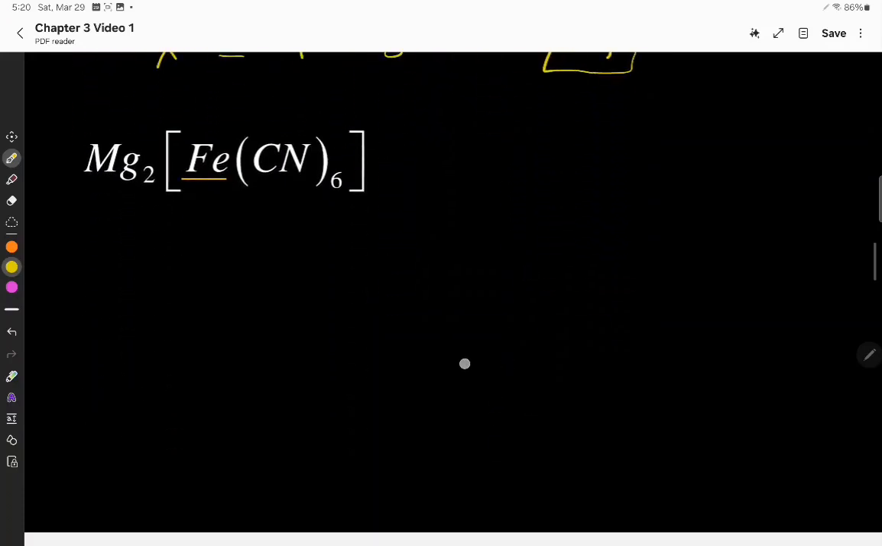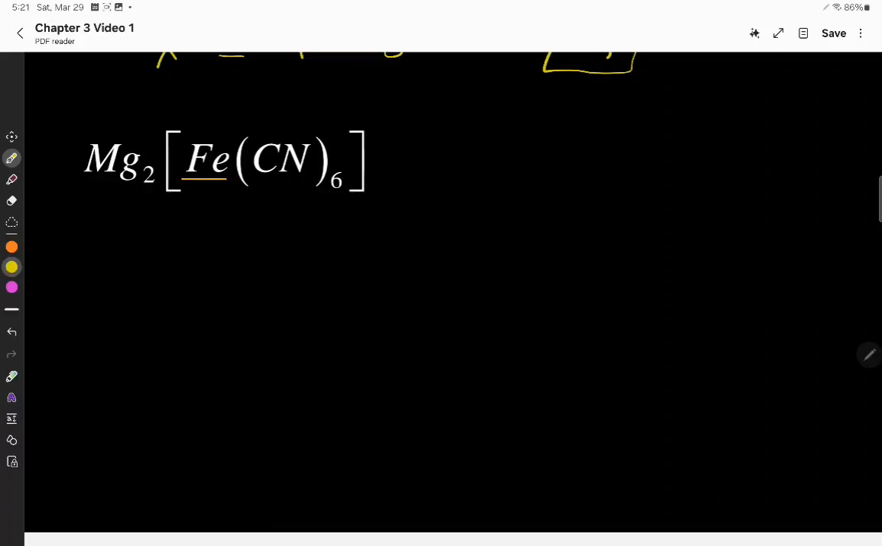Let's look at these compounds if they have brackets or whatever. If you have a bracket, this bracket applies to everything inside of it. If you have an element here, it applies only to this one. If you have a number before the molecule, it applies to everything after it. Now in this case it asks us to find the oxidation number of iron.